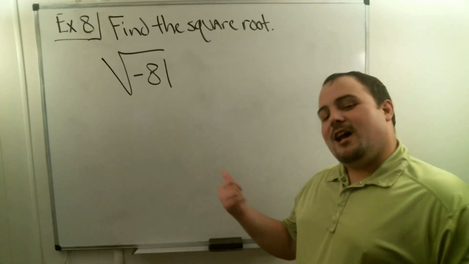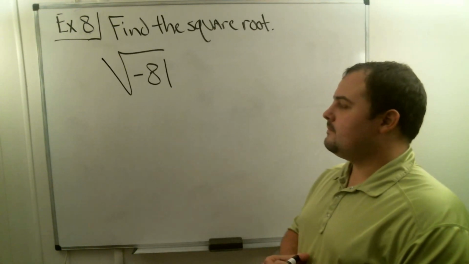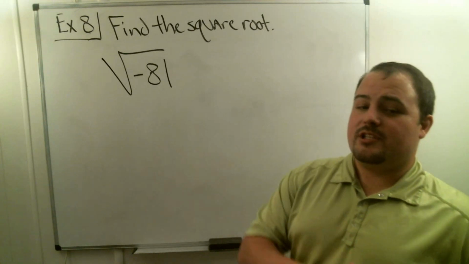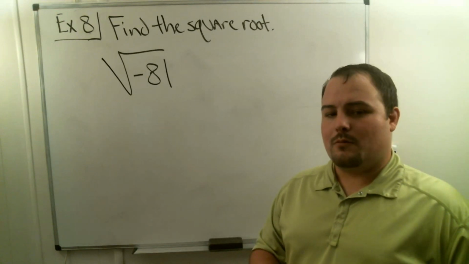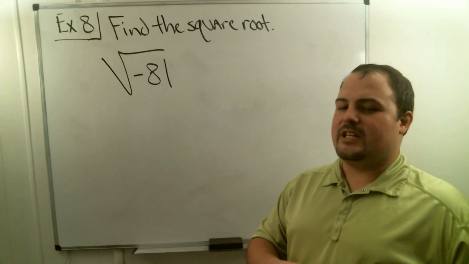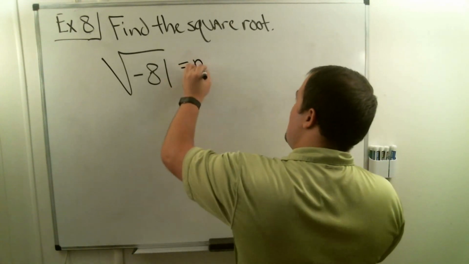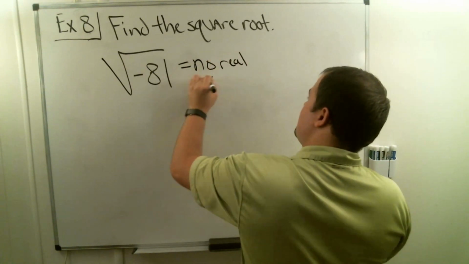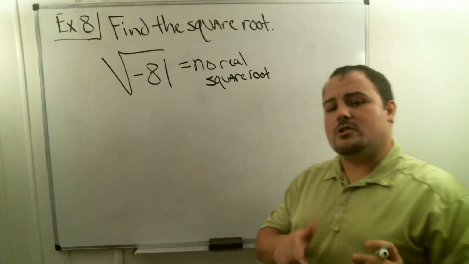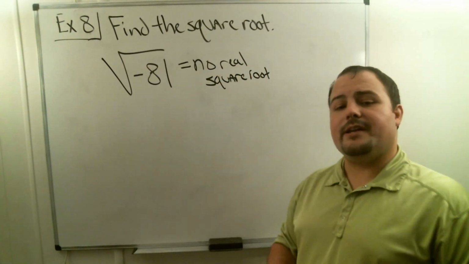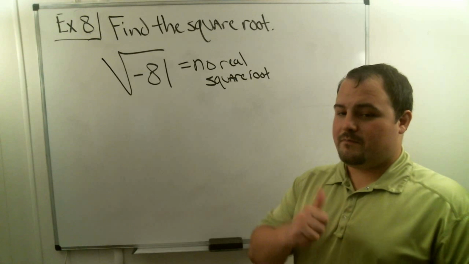On to example 8. I'd like you to go ahead and try this problem: square root of negative 81. See what you come up with. Hopefully you're thinking about the fact that we just did a problem like this and we really can't do that. So there's no real solution right now. Later on in math, you're going to learn something called imaginary numbers, but for right now, no solution. Or you could write the words no real square root. Because right now, there are no two numbers exactly the same that will multiply together to make negative 81. So in this problem, no solution or no real square root is good to go.